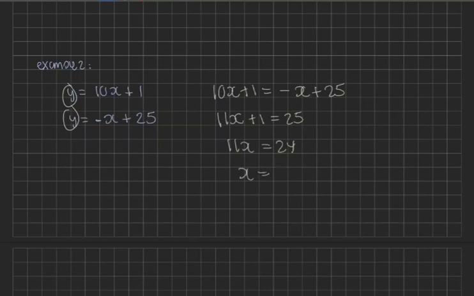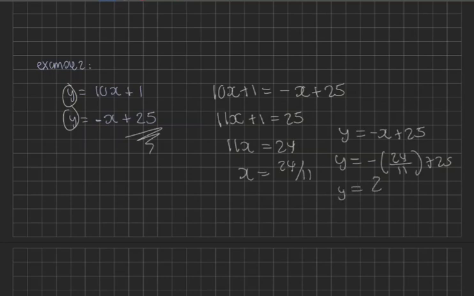X is equal to 24 over 11, and y is equal to minus x add 25 from this equation here. So y is equal to minus 24 over 11 add 25. If we plug this into our calculator, minus 24 over 11 add 25, we get y is equal to 251 over 11. And so the coordinates of interception are 24 over 11 and 251 over 11.